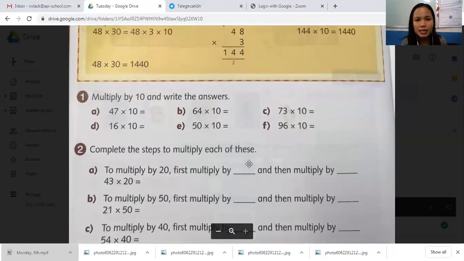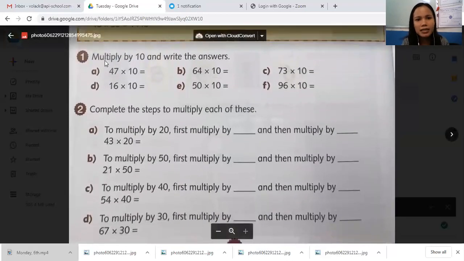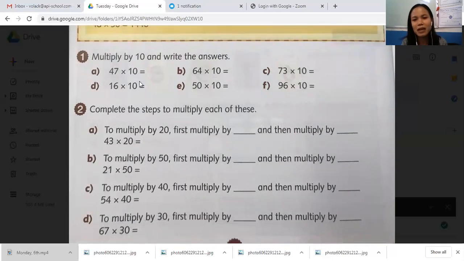Okay. So in this exercise, Number 1, they say multiply by 10 and write the answer. So here, 47 multiplied by 10. You don't have to get 47 multiplied by 1.